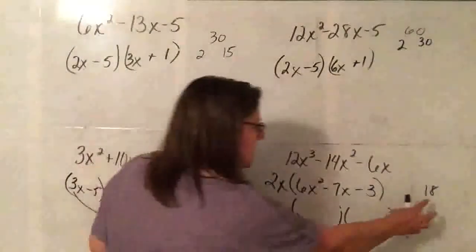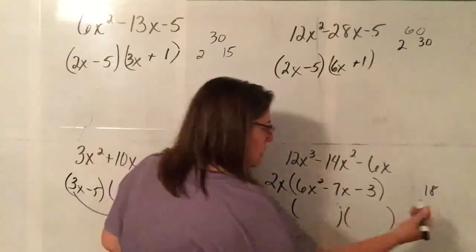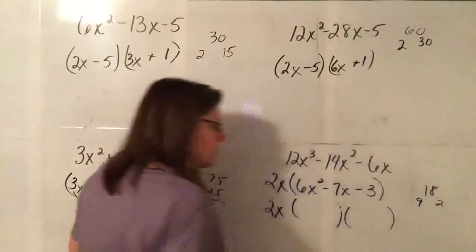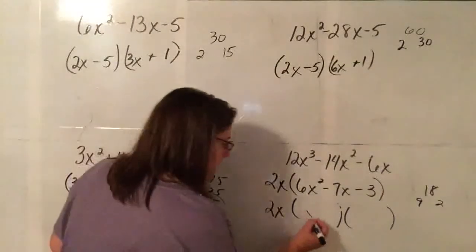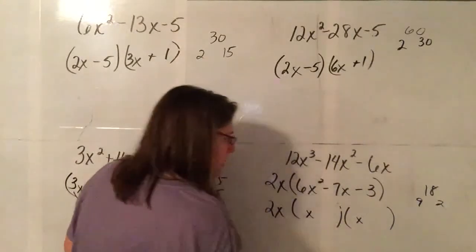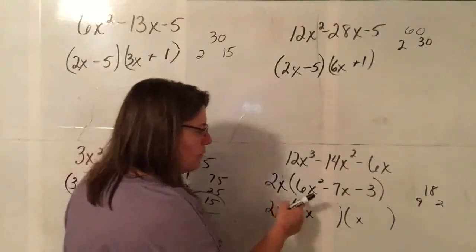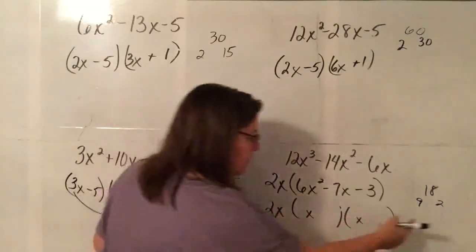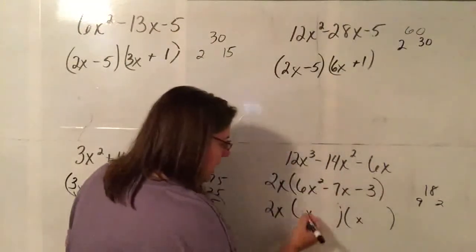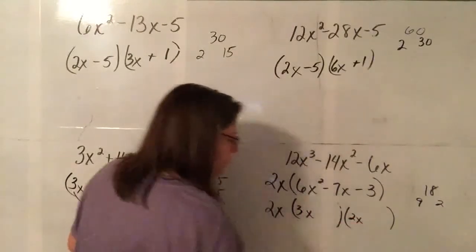So factors of 18 that subtract to give you 7. That would be 9 and 2. So we need a 9 and a 2 with our outside and inside terms. I know I need an x and an x. Factors of 6 that will give us 9 and 2. Well, 2 would give us the 2. 3 would give us a 9. So we need a 3 and a 2.